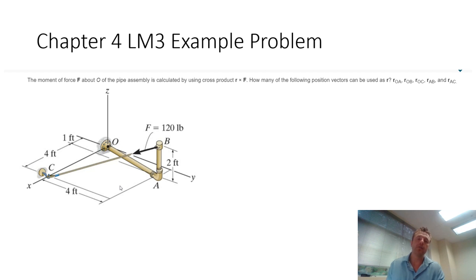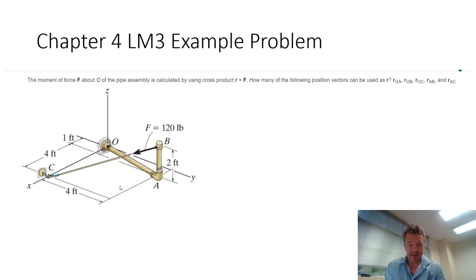So in this particular example, what we're restricted to is choosing position vectors that start at point O and go anywhere along the cable. Since the only 2 designated lettered points that we have along that cable are B and C, we can see pretty easily that the only position vectors that will work are ROB, from the origin to point B, and ROC, from the origin to point C.